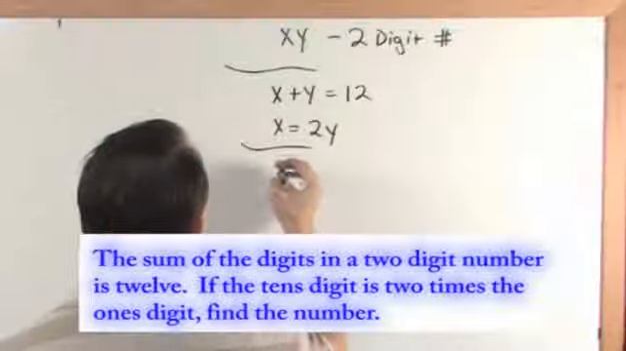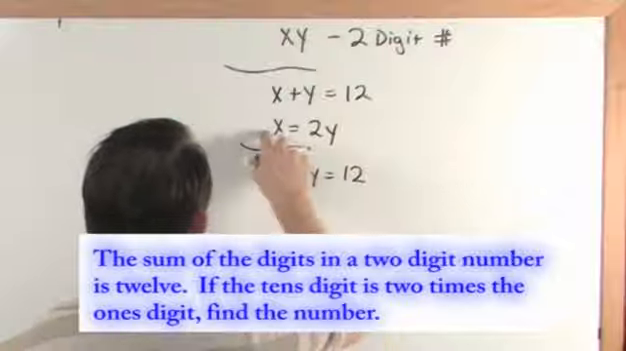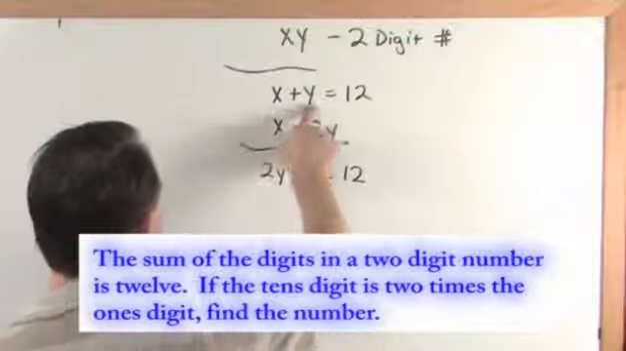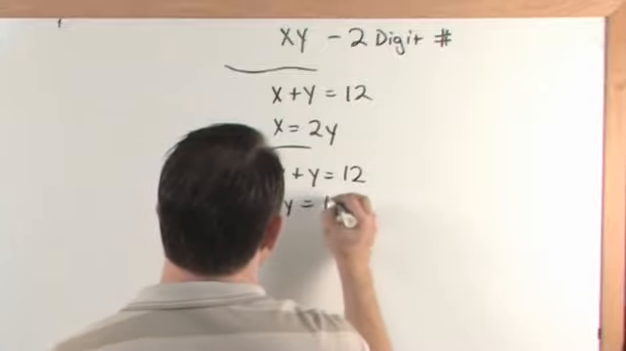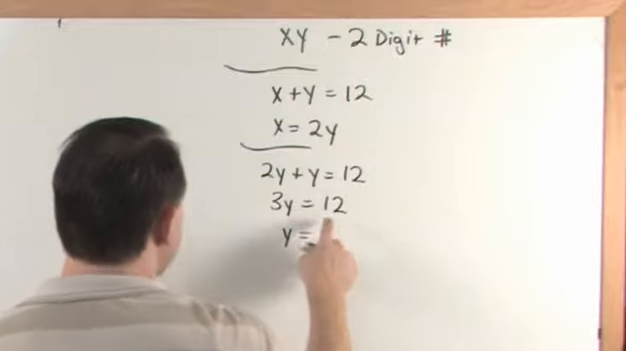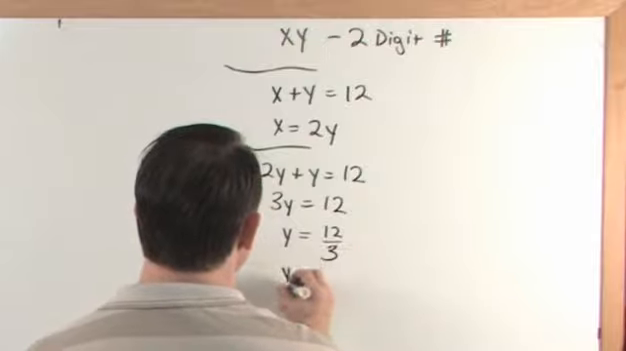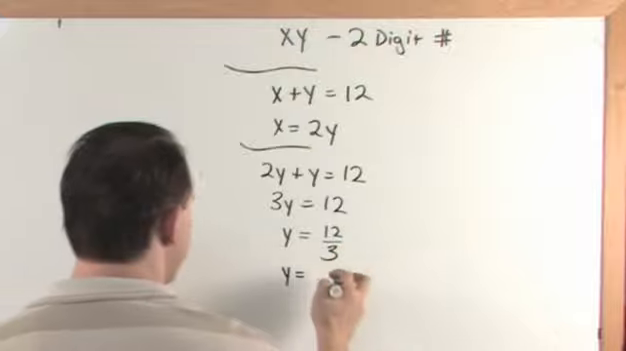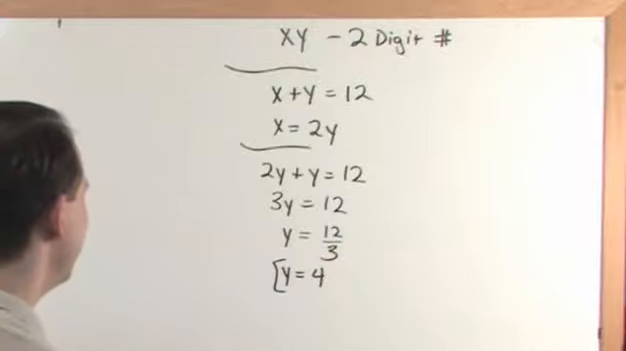Plug it in. 2y plus y is 12. We're just plugging this in here for x. 2y plus y is 12. Solve this. 3y is equal to 12. So then y must be equal to 12 divided by 3, which is 4. That's one of the 2 digits.